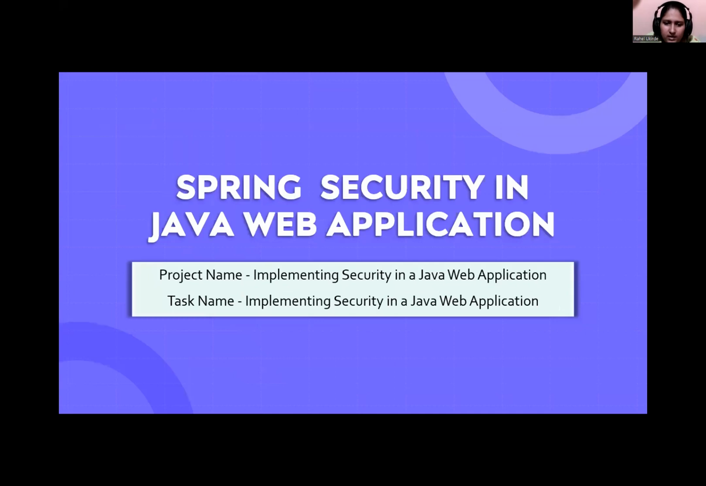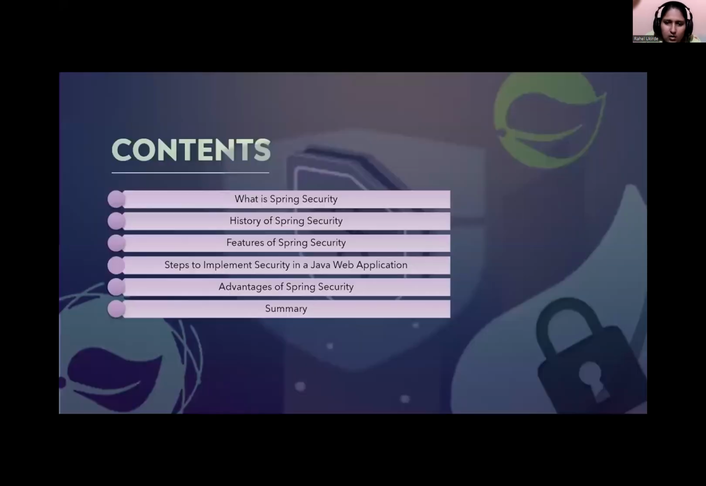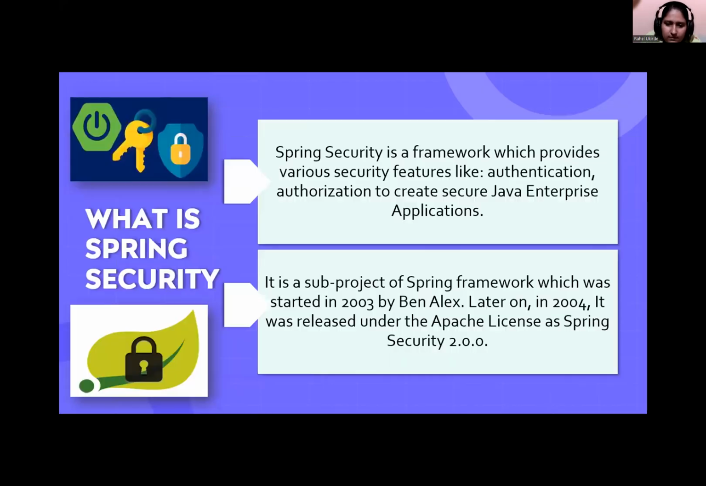Good evening, everyone. My name is Rahel Ukirde, and I am from the Java Developers Group. The name of my project is implementing security in a Java web application, and the name of my task is also implementing security in a Java web application. So we'll move to the contents of the presentation. The first title is what is Spring Security. After that, we'll see the history of Spring Security, then features of Spring Security, and also steps to implement security in a Java web application. After that, we'll see advantages of Spring Security, and in the end, the summary.